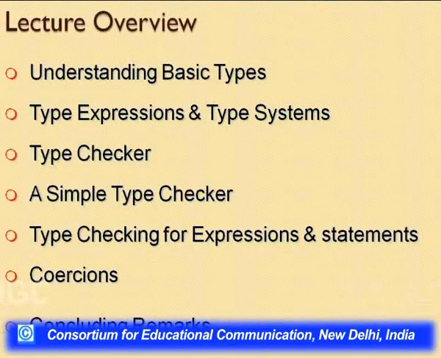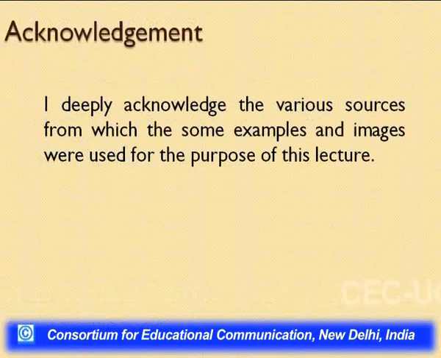To overview our lecture, today we'll try to understand various terms such as basic types, type expressions and type systems. We'll also like to know more about the type checker that we need to implement. We'll talk about a simple type checker, and type checking for expressions and statements that we normally find in a program. We'll also talk about a concept called coercion, and we'll end with some constructive remarks. I deeply acknowledge the various sources from which examples and images have been used for this lecture, specifically the Aho, Lam, Sethi and Ullman book that I've been following for this series.